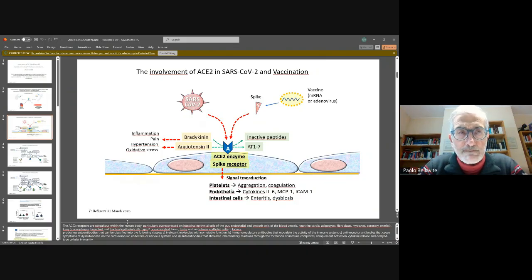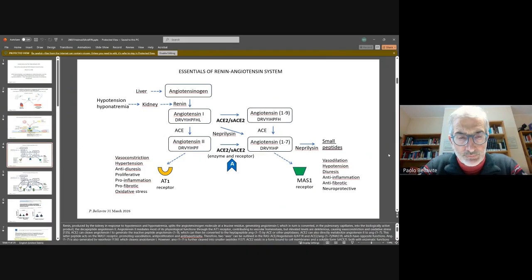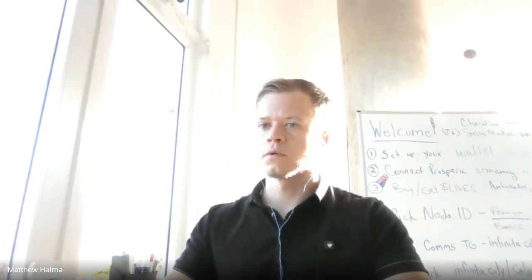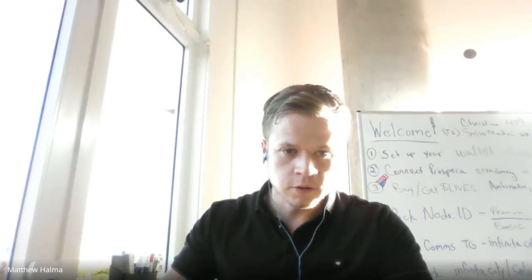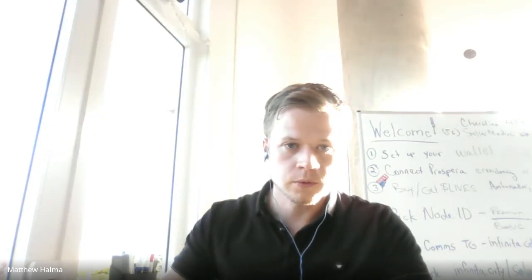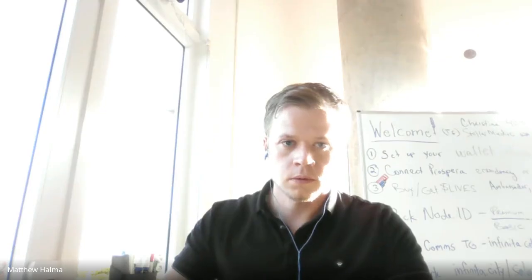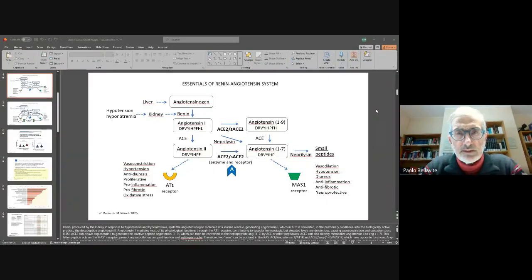Next, please. Renin, produced by the kidney in response to hypotension and hyponatremia, splits the angiotensinogen molecule. I don't see the figure. Oh, sorry. We are discussing the renin-angiotensin system.